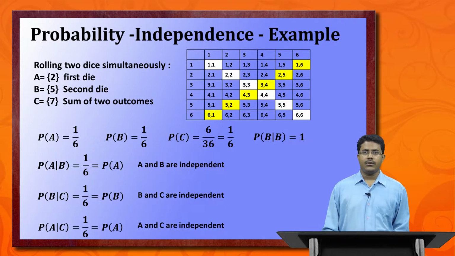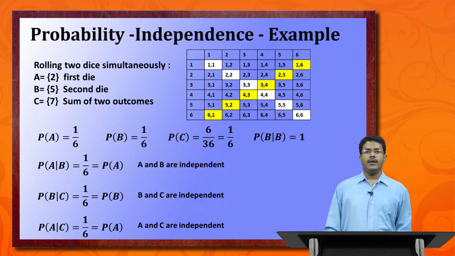So let's look at the table. Only the yellow portion identifies 6,1; 5,2; 4,3; 3,4; 2,5 and 1,6. These are the 6 ways we can get a sum of 7 from the two outcomes. There are 36 possibilities and we get only 6 ways. So P(C) should be 6 by 36, that is 1 by 6.